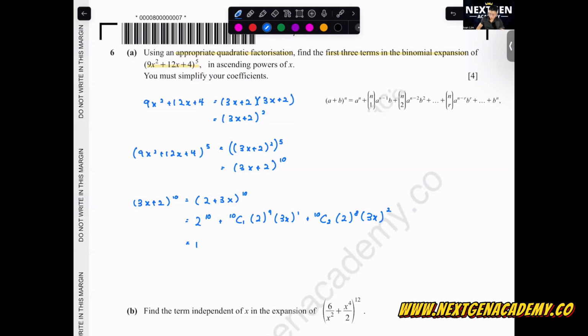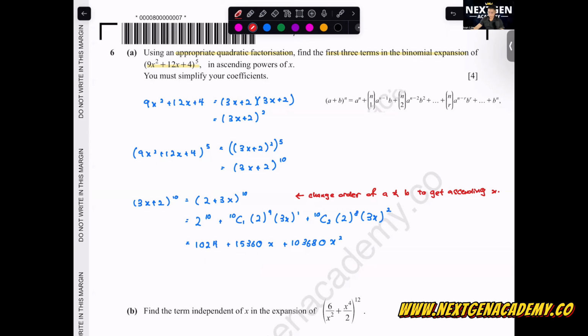Okay, type in the calculator, you get 1024 plus 15360x plus 103680x squared. So you can write down a note here: change order of a and b to get ascending power of x. Otherwise, you get a descending order. Okay, cool. This one I think was the one that y'all were asking for, right?